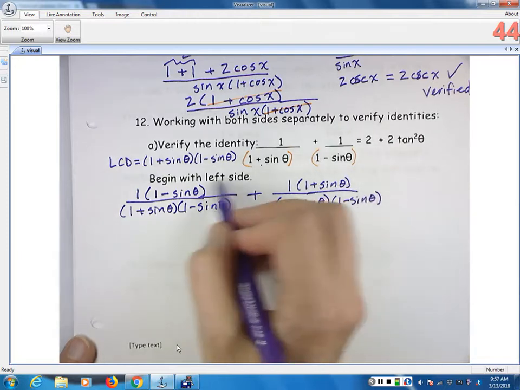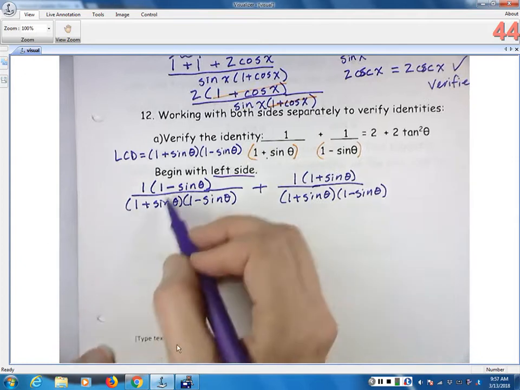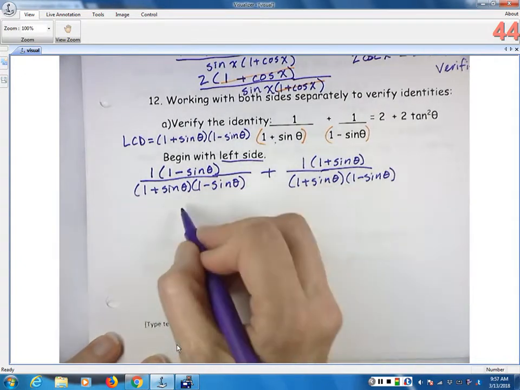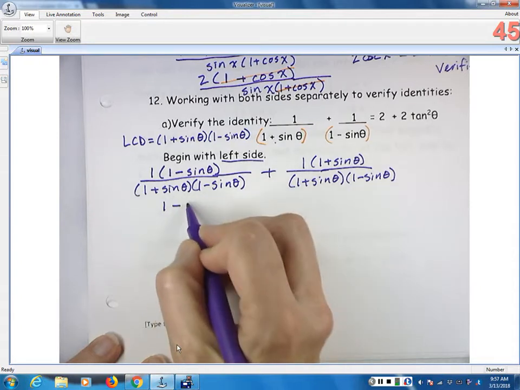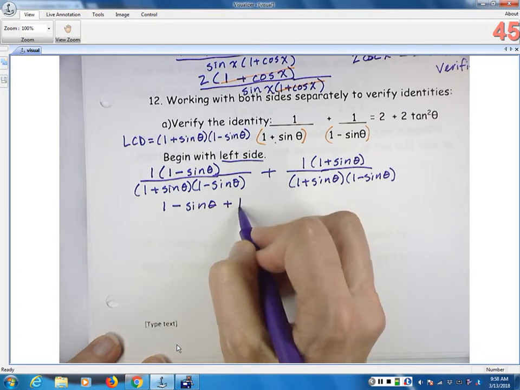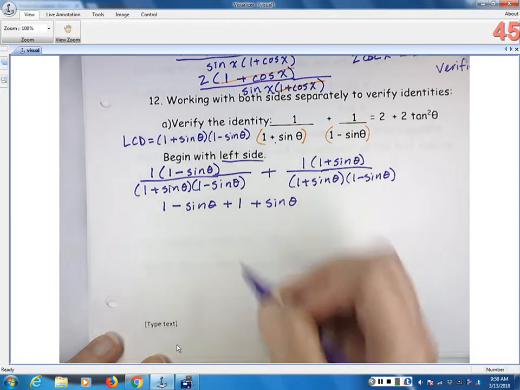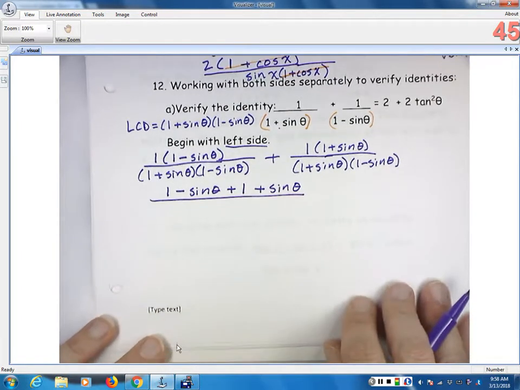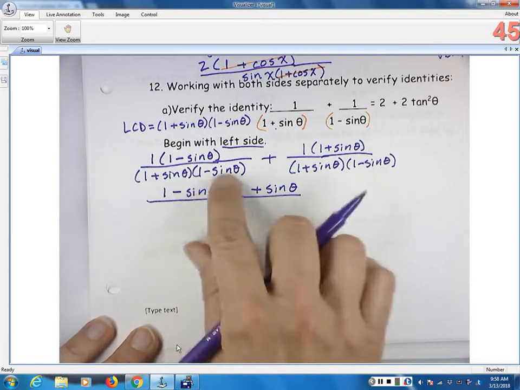So this is the left side. We're going to combine our terms now. We keep our common denominator. 1 minus sine theta plus 1 plus sine theta. That's the top of the fraction. For the bottom of the fraction, you're going to actually FOIL this.